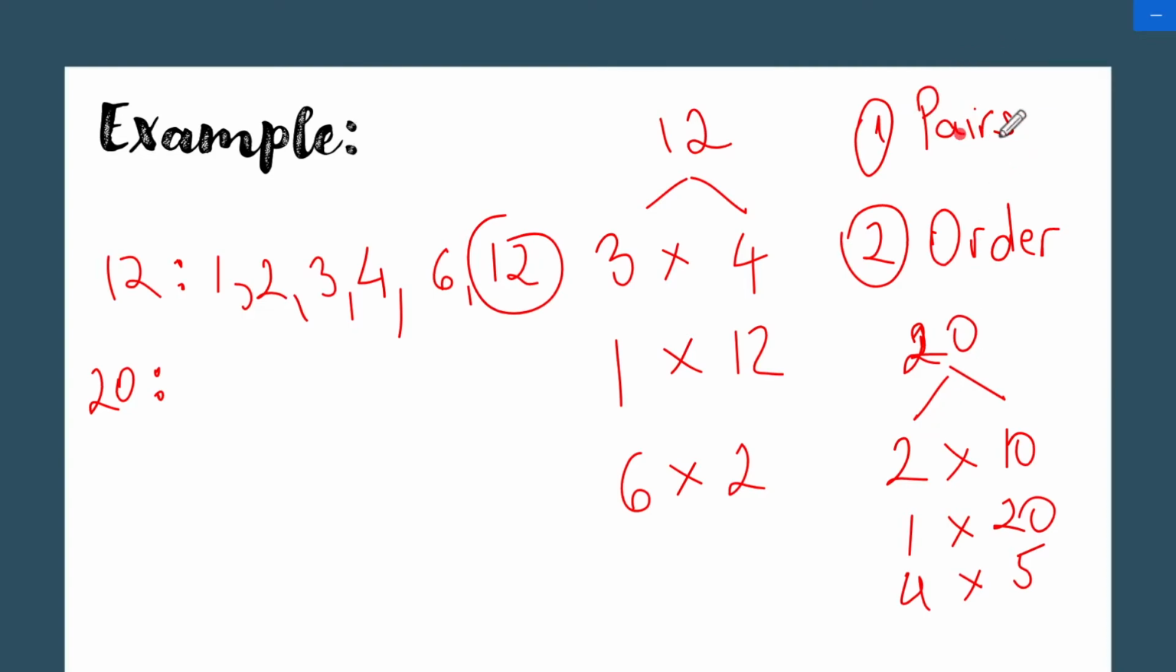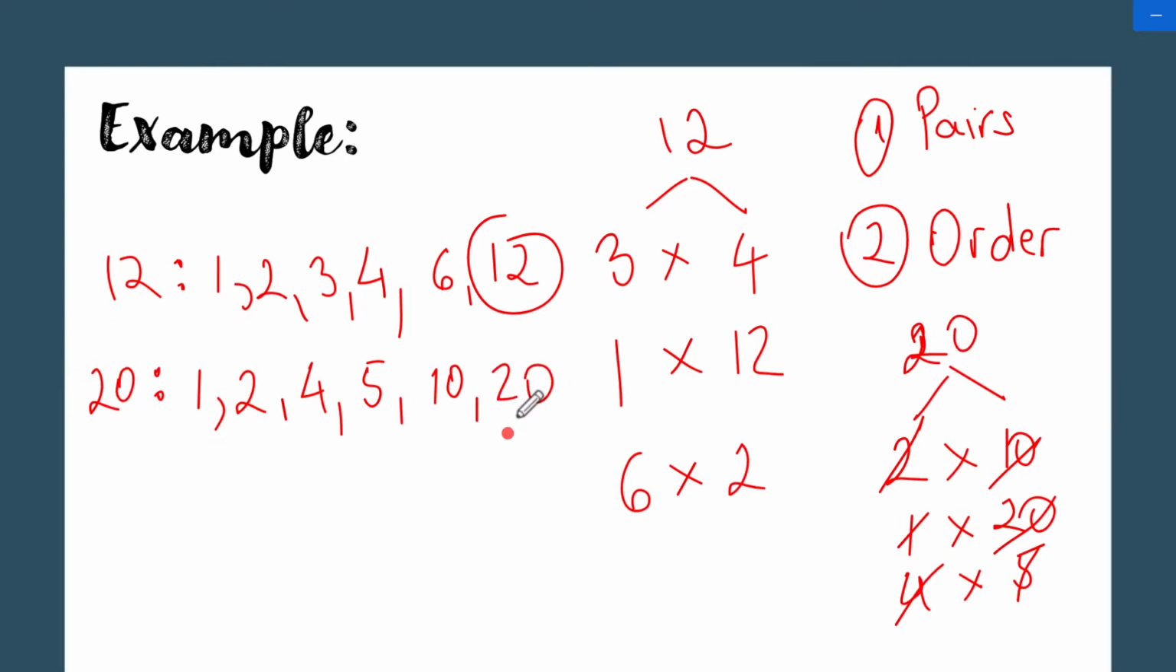Yeah, so first you write the pairs, and second step is you order them. So first one is 1. You can even cross them out to make sure you wrote all of them and you didn't skip any. Second one is 2. Then 4. Then I have 5. Then I have 10 and 20. Yeah, don't forget itself. Because 20 divides by itself. Yeah, so 20 divides by 1, by 2, by 4, by 5, and by 10 without having a remainder.